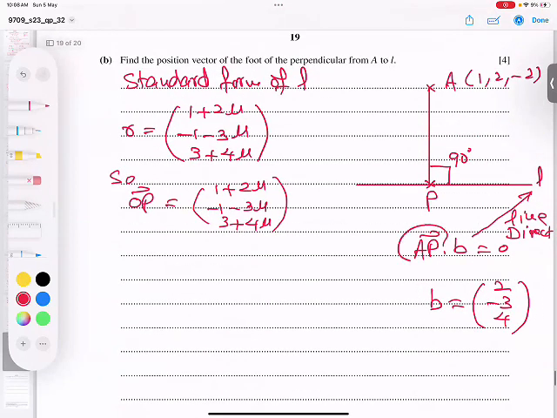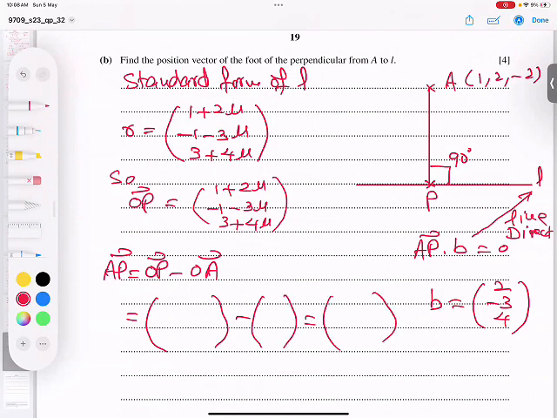So do we have AP? No, we'll find AP. Where's A? A is here and P is here. So I'm finding AP. What is the method of finding AP? OP minus OA will give us the answer. OP is this, and OA is this. And 1 minus 1 becomes 0. So 2 mu left. Negative 1, negative 2, I got negative 3 minus 3 mu. 3 minus minus plus, I got 5 plus 4 mu.